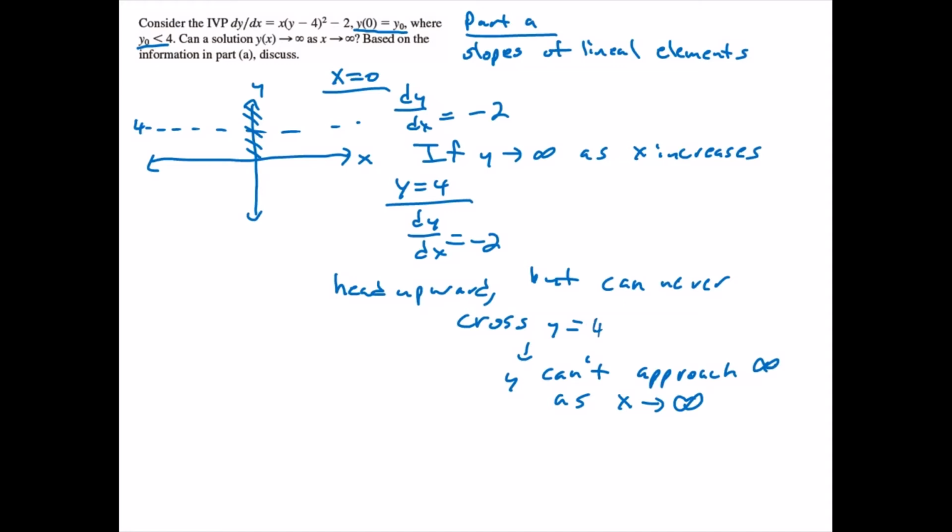So based on what we had seen with the solution curves and the slopes of the lineal elements at x equals 0 and y equals 4, it's going to be impossible for y of x to approach infinity as x approaches infinity.